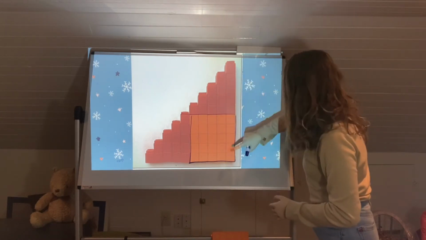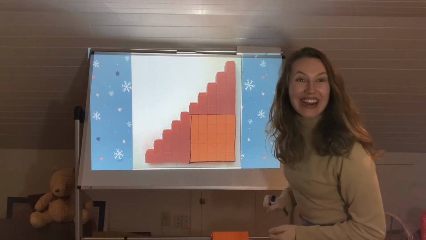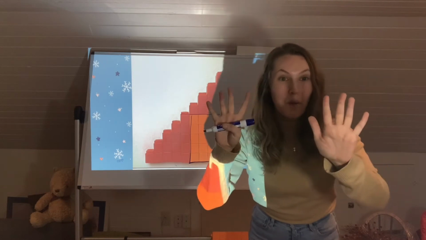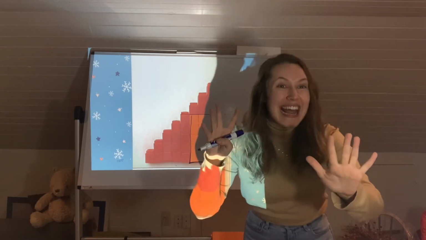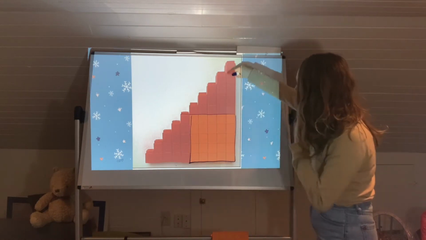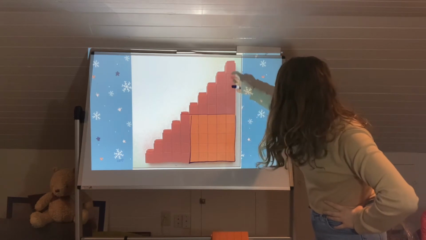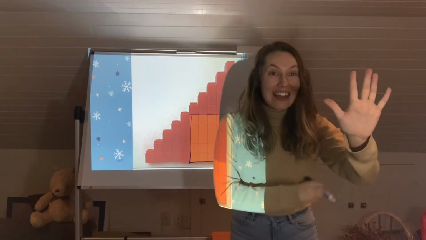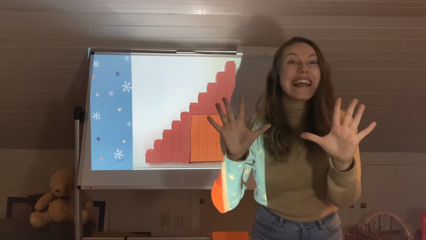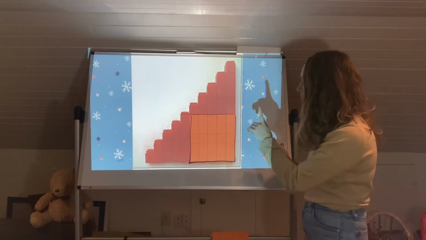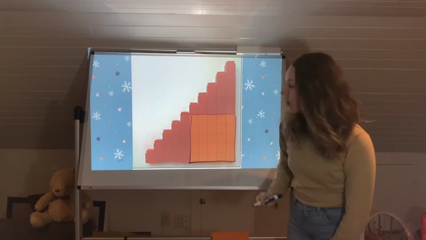And then our next group we have 5 and 1, 2, 3, 4. Very good. 5 and 4. What is 5 and 4? 5, 9. Very good. 5 and 4 is 9. And here we have 5 and 1, 2, 3, 4, 5. 5 and 5. What is 5 and 5? 10. Very good.